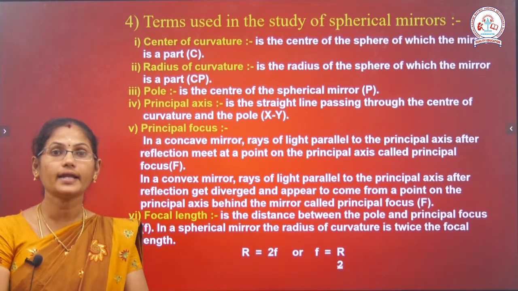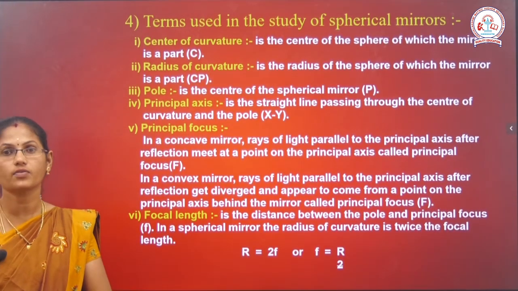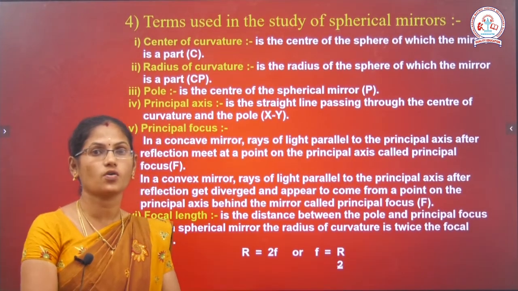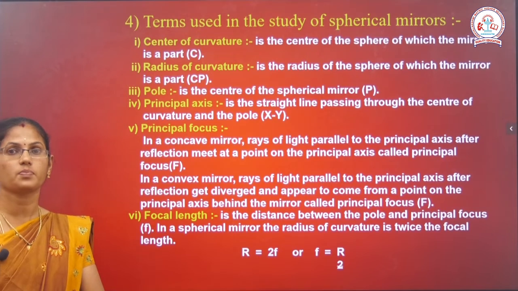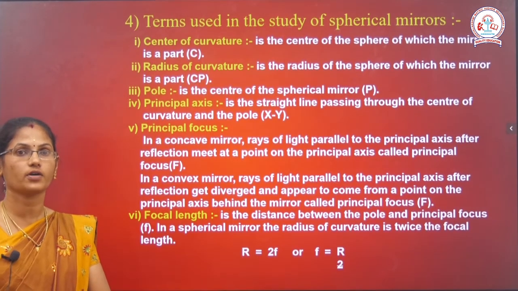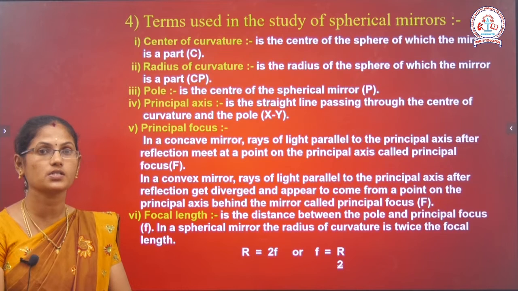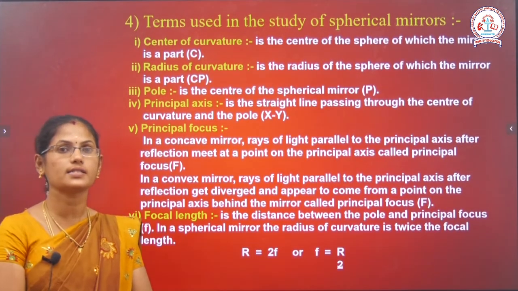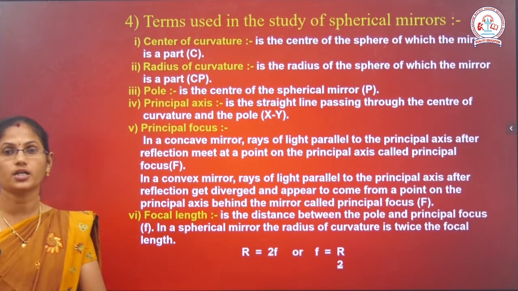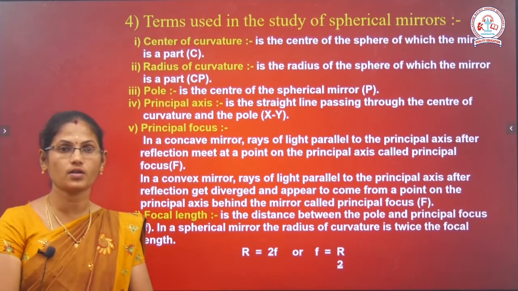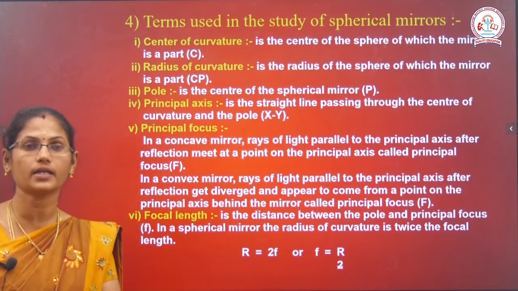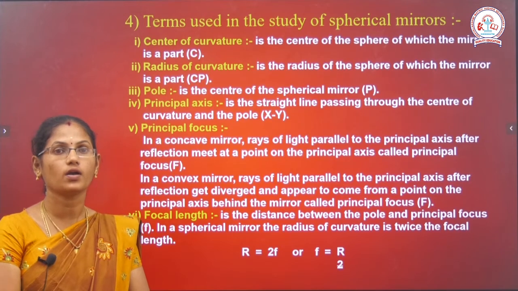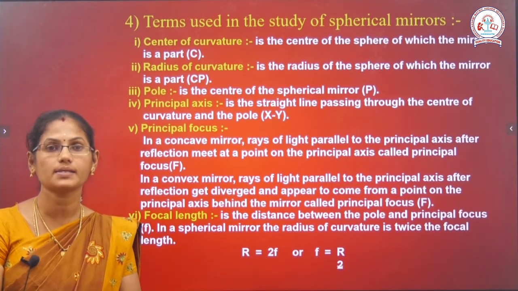And next, the radius of curvature. What is the radius of curvature? It is the radius of the sphere of the mirror, that is CP. The radius of curvature is denoted as CP. And next one is pole. The pole is the center of the mirror. Take any mirror, convex or concave, the center part of the mirror is called the pole, that is denoted as P.